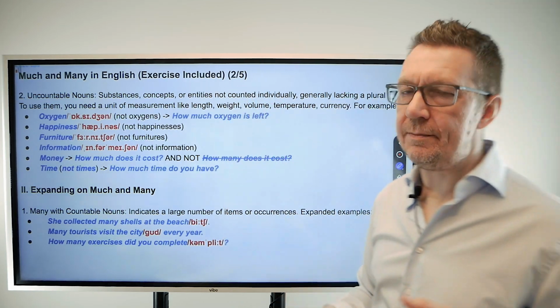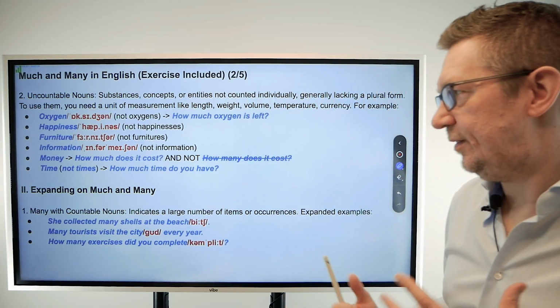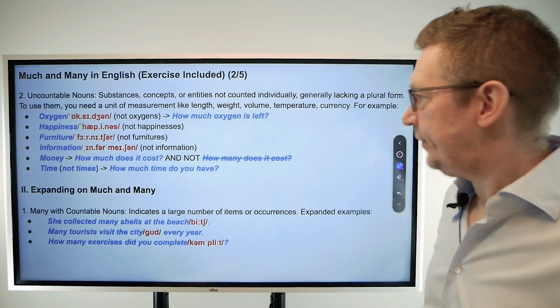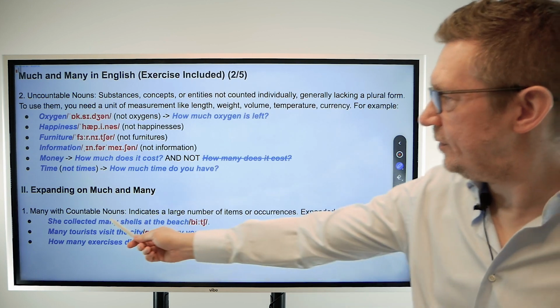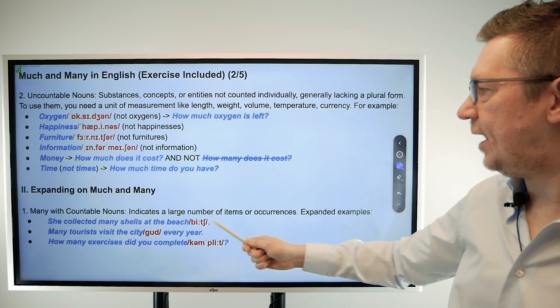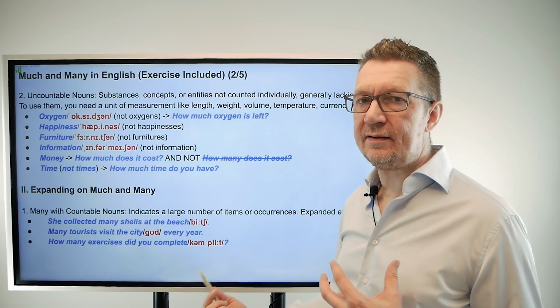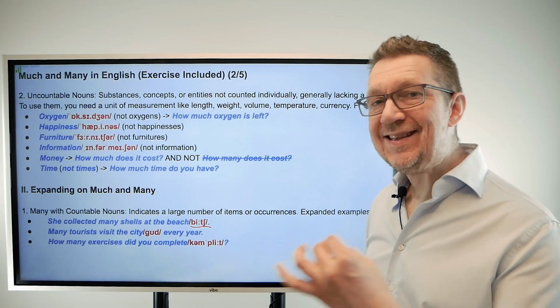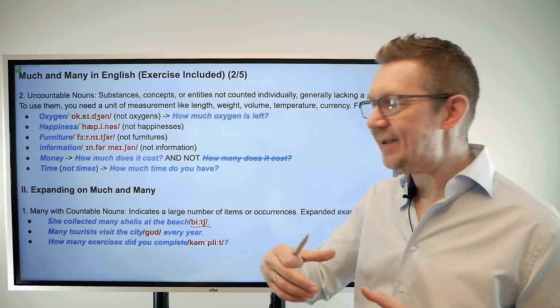Okay, so let's expand a little bit on much and many just to see what we can do with it. And we'll work from the examples here. So she collected many shells at the beach. Okay, so in this sense, now, this is a word we have to be careful with. And remember, it's E, okay? So the long sound, E, beach, okay?